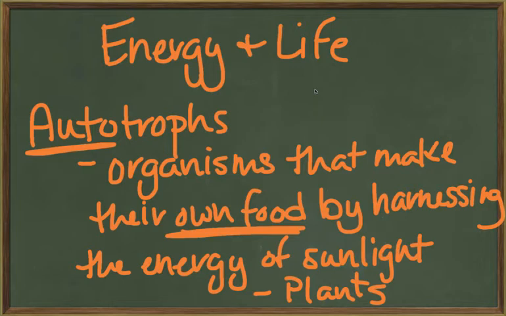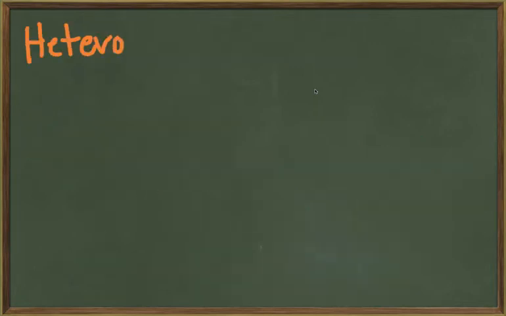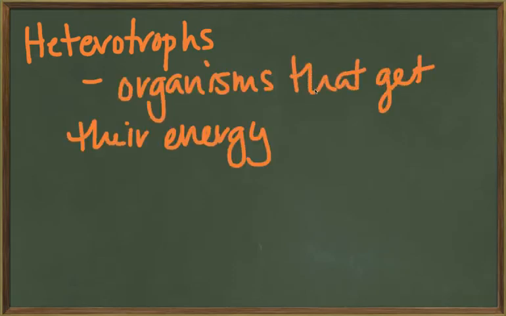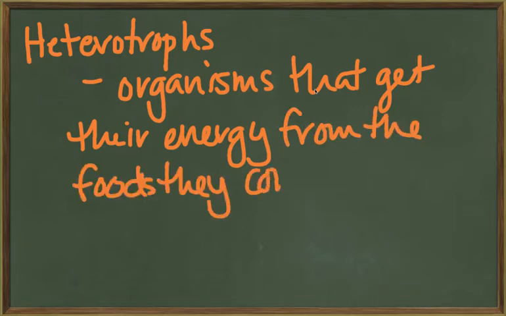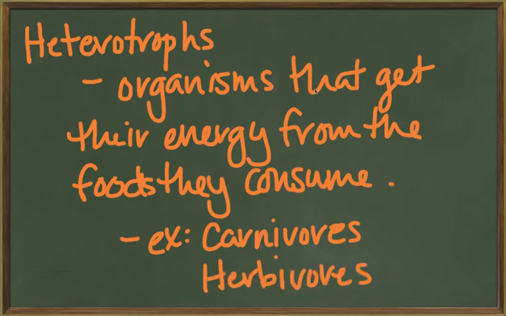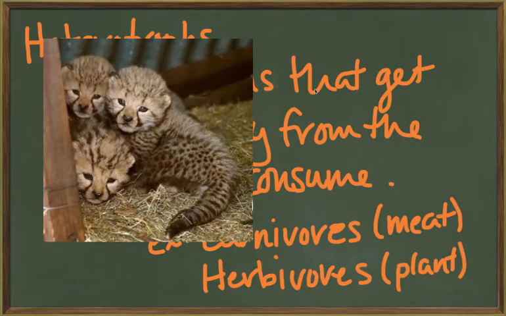I won't say they don't need any help, but they don't need as much help as their counterparts, which are the heterotrophs, which is where we belong. Heterotrophs. These are organisms that get their energy from the foods they consume. If you want to get really technical, you are talking about carnivores and you're talking about the herbivores. Just as a reminder, carnivores are your meat eaters, herbivores are your plant eaters, your vegetarians.